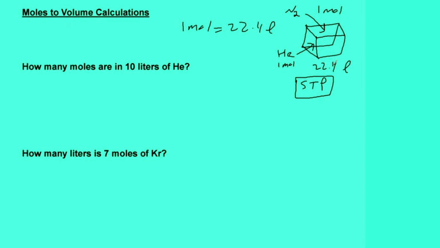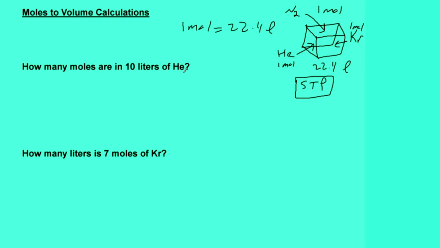of 22.4 liters. It doesn't matter what size the gases are. It could be krypton. Krypton's a big gas molecule, gas atom. It would still be 1 mole. It doesn't matter because the gas molecules are so far apart, their size doesn't matter. So no matter what gas we're talking about, 1 mole occupies 22.4 liters.